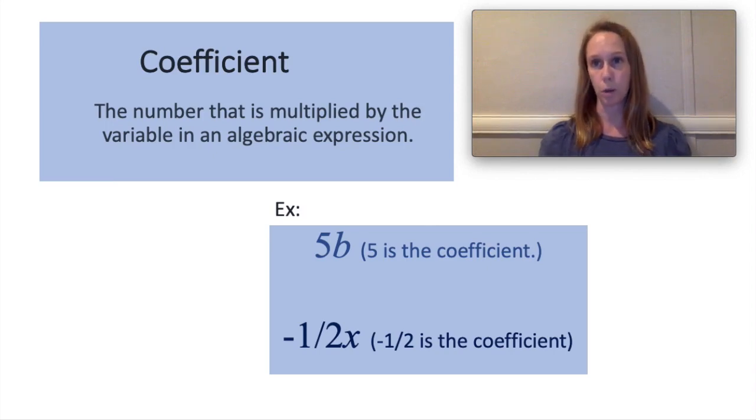The next word is coefficient, and that is the number that is multiplied by the variable in an algebraic expression. In other words, the number in front of the variable. So in 5 times b, 5 is the coefficient, and in negative 1/2 of x, negative 1/2 is the coefficient.